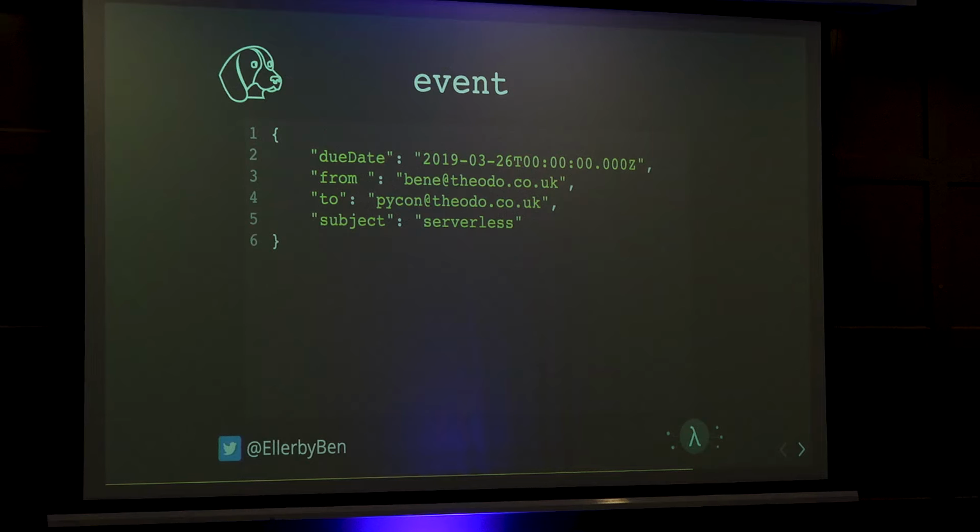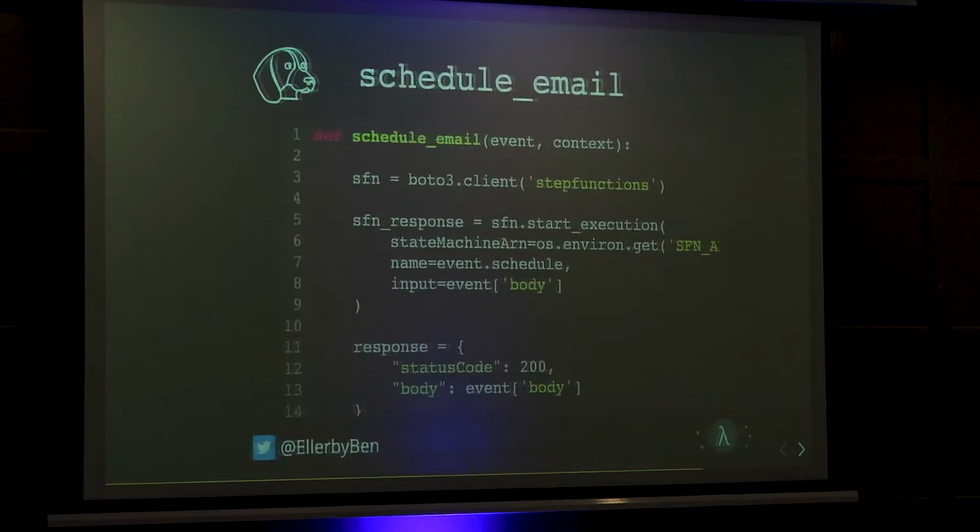The event we're passing through that step function looks like this. So we have a due date, which is when we want to send out. We have a from, which is the email it's from. A to, which is pycon@theodore.co.uk. And a subject, which is serverless. Now, we actually implemented this a little bit differently. We gave the UUID of a template and then the UUID of a tag, which is applied to different users, because we didn't want this event to get really big. In this simple use case, though, we can store all the data we need inside the event.